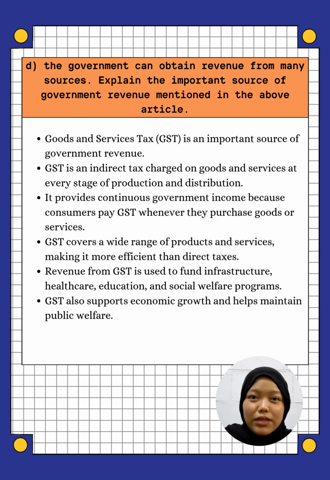The significant source of revenue for the government as stated in the article is the Goods and Service Tax (GST), which is an indirect tax imposed on all transactions involved in producing and distributing goods and services. GST is a consumption tax that allows the government to collect revenue on a regular and continuous basis, since it is levied on consumers each time they buy goods and services.